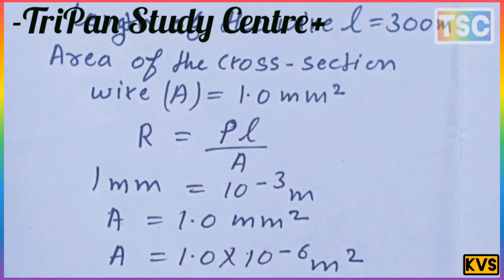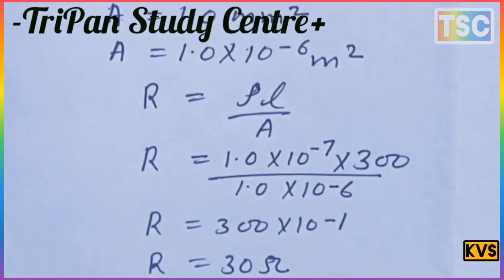Since the length, rho and area are given, it comes easily. But first of all, 1 mm is equal to 10 minus 3 meter. So the area, 1.0 mm square, is in meter square: A is equal to 1.0 into 10 power minus 6 meter square. That's the area. Now apply the formula: R is equal to rho L upon A.